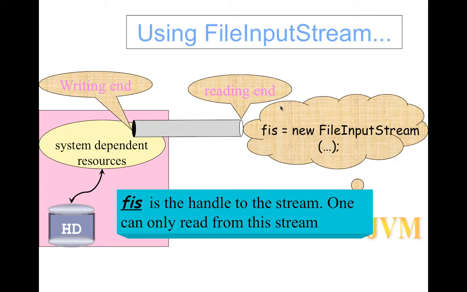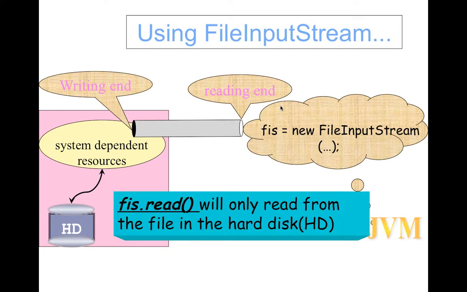Okay. Input stream is for what? For reading, I said, right? So if you write onto the file, you will be able to read onto this. JVM can read that on the other end using the file input stream. So file input stream is establishing a stream to read data from the hard disk or wherever, however you constructed your stream, either on a file or directory and stuff like that. Okay, FIS.read will only read from the file in the hard disk.